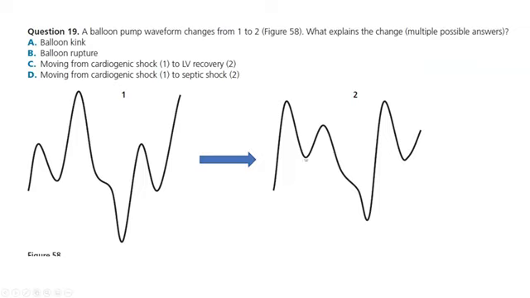Balloon kink and balloon rupture can cause poor augmentation, but they will cause a more alarming change in the helium waveform. The fact that we're not showing a helium waveform here is a hint that this may not be the problem. Another thing is a hint that this is probably not the problem here.